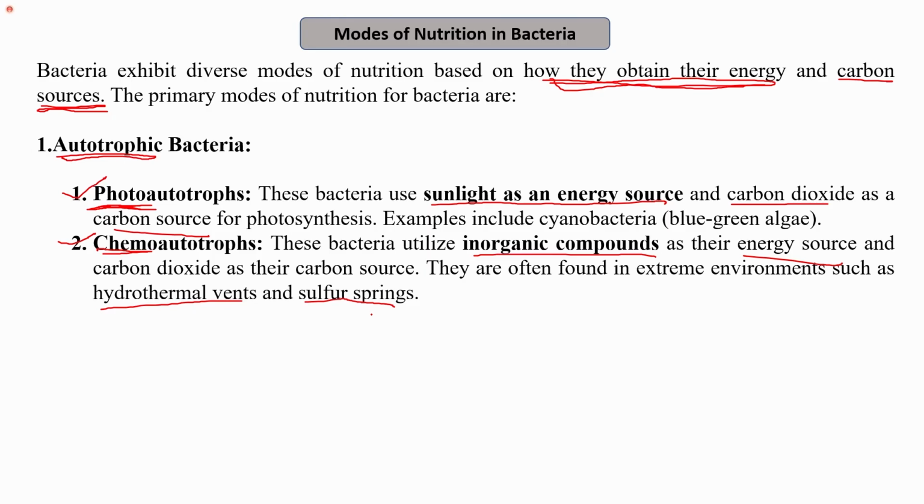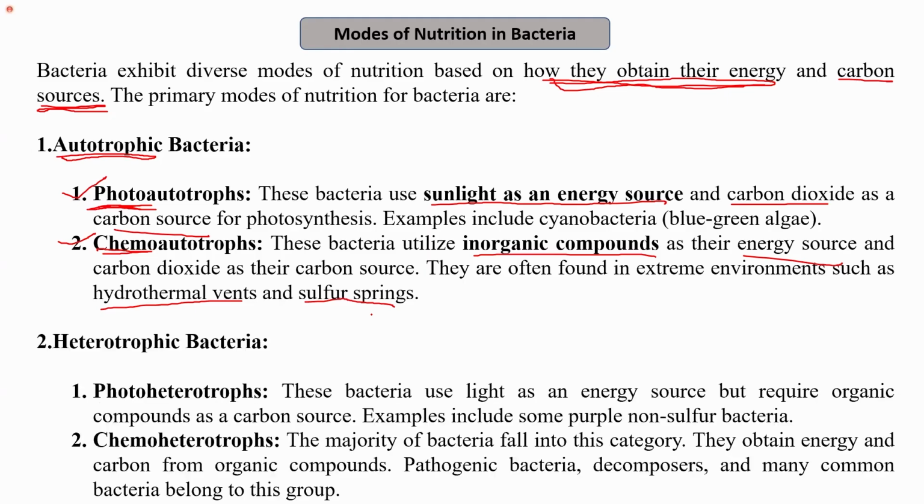So basically, autotrophs are the bacteria that are using carbon dioxide as their carbon source. But based on whether they are using sunlight as an energy source or inorganic compounds as an energy source, they are classified into photoautotrophs and chemoautotrophs. The second is the heterotrophic bacteria. Again, they are divided into two groups, photoheterotrophs and chemoheterotrophs.